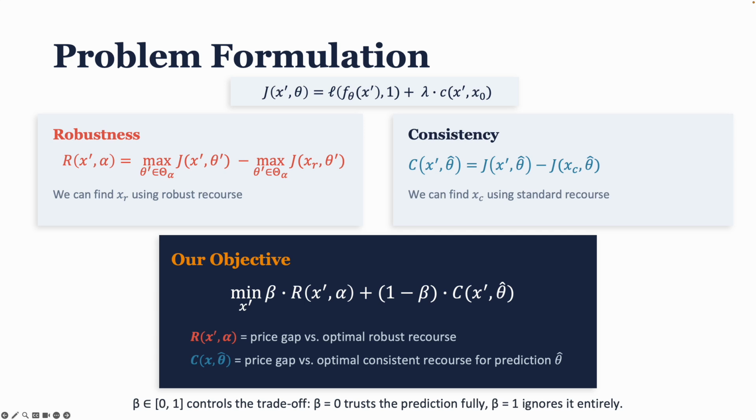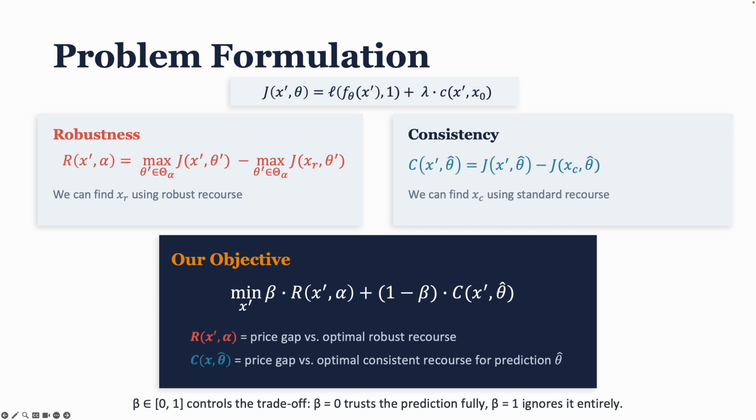So let me formalize this. We define two metrics. Robustness, shown on the left, measures the worst case price gap between our recourse x prime and the optimal robust recourse xr. It's computed as the difference in worst case prices over all adversarial models in theta alpha, and we can find xr using our robust recourse algorithm. Consistency on the right measures the price gap between our recourse and the optimal consistent recourse xc for the predicted model theta hat. And we can find xc using standard recourse applied to the prediction.